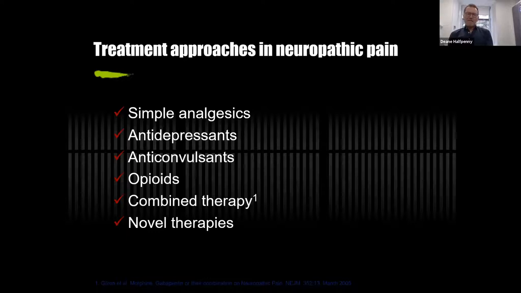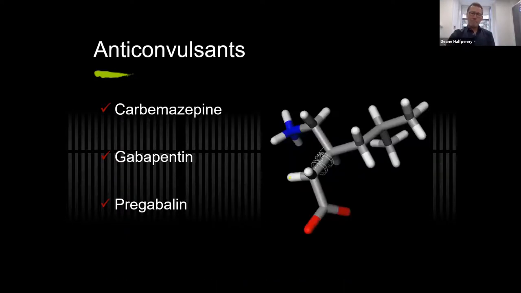And so we tend to then look at the classes of drugs which have membrane stabilizing effects or enhance the descending control of pain. I'm going to put those into various categories and go through them: antidepressants, anticonvulsants, opioids to some extent, which are not brilliant. We'll talk a bit about combined therapy and a little bit about novel therapies. I want to start with the anticonvulsants because I think they probably are the mainstay alongside some of the tricyclics and one or two of the SNRIs.